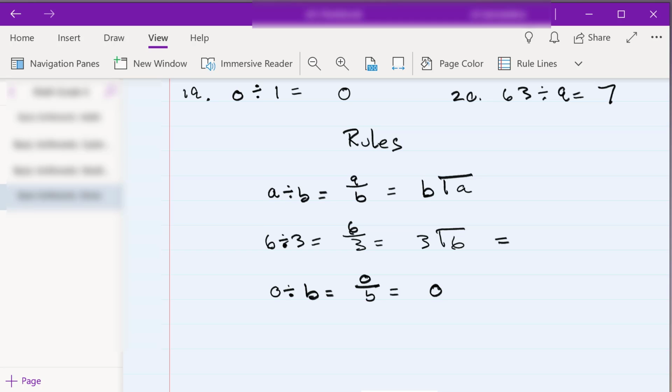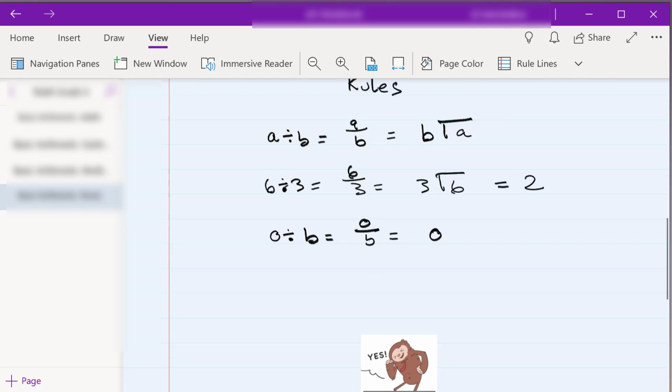A divided by B is the same as A over B, which is the same as saying how many times does B go into A? So for example, 6 divided by 3 is equal to 6 over 3, which is the same as how many times does 3 go into 6, which is 2. And finally, 0 divided by B is just 0 over B, which is just 0.